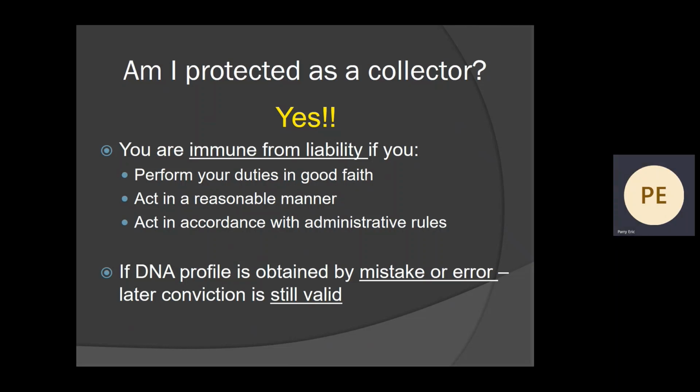If a DNA profile is obtained by mistake or error, like you collect them before they're actually convicted of said crime, and then you send that in and we get a hit in CODIS on that, that hit is still valid. We will, however, need to expunge that DNA profile from CODIS and from our system. But if they now have a collectible offense, then we would just ask for a recollection.